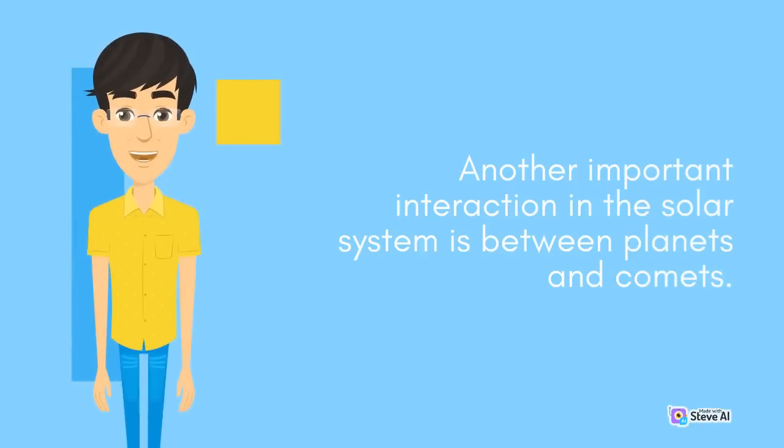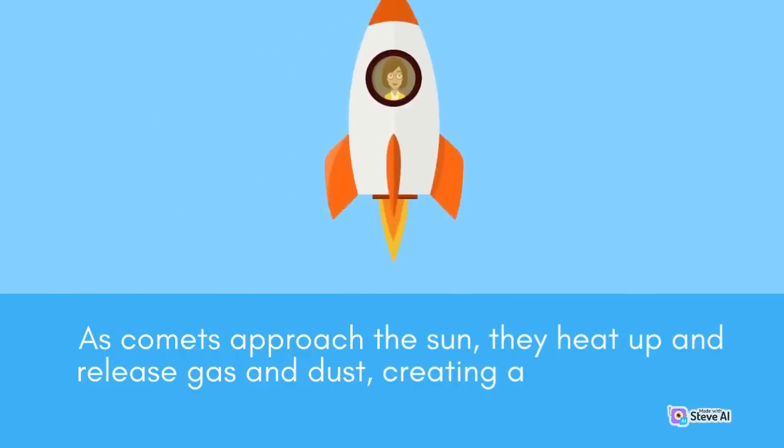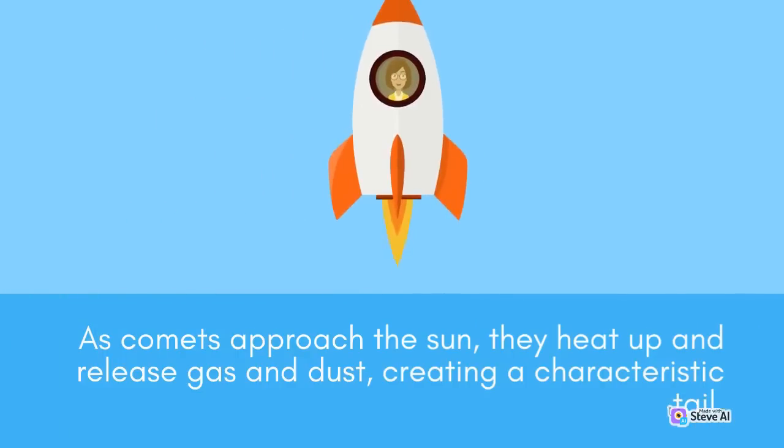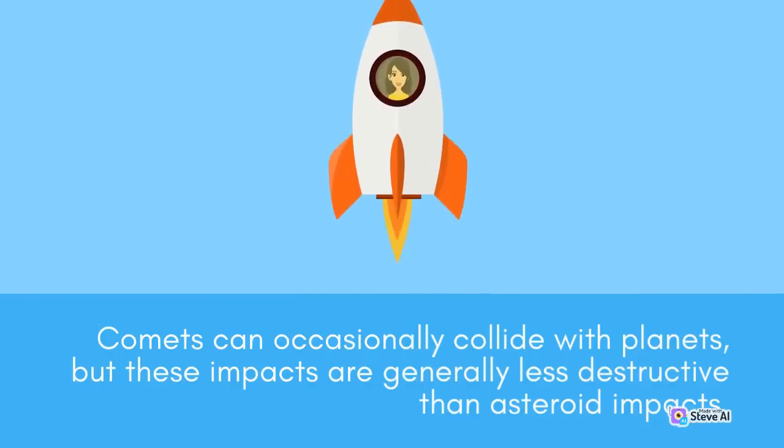Another important interaction in the solar system is between planets and comets. Comets are icy objects that orbit the Sun, primarily in the outer solar system. As comets approach the Sun, they heat up and release gas and dust, creating a characteristic tail. Comets can occasionally collide with planets, but these impacts are generally less destructive than asteroid impacts.